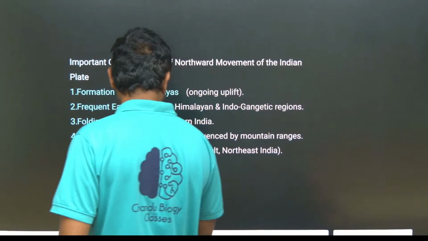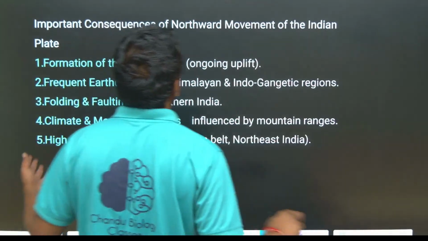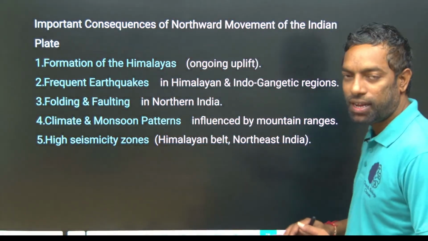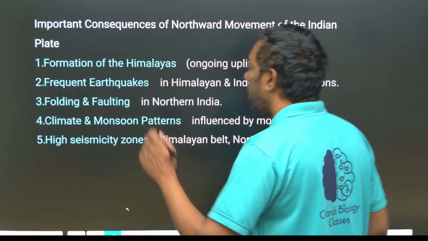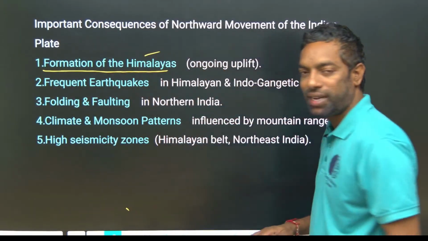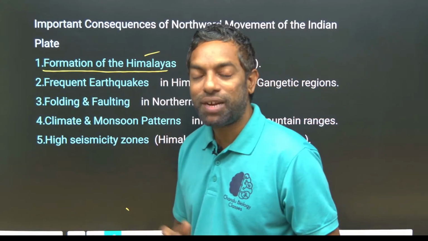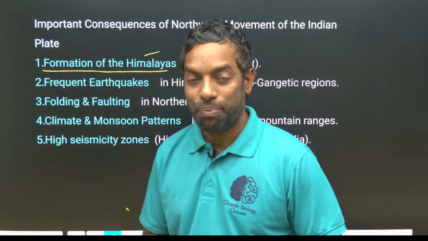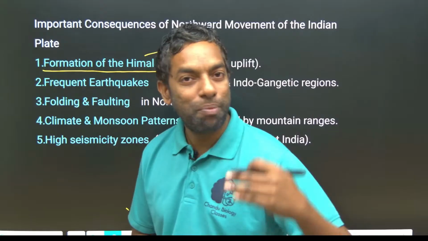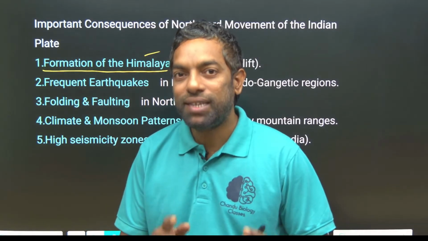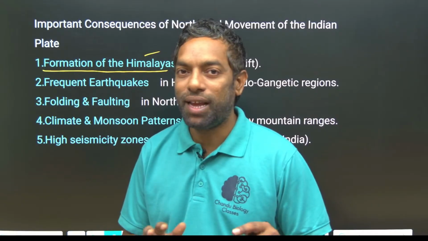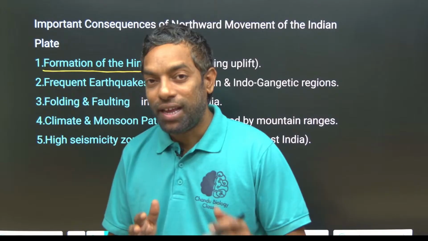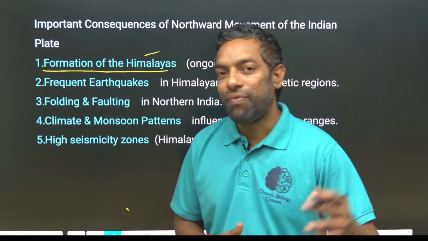Formation of the Himalayas: what activity created it? The important consequence is the northward movement of the Indian plate. If the Indian plate moves northward, what are the consequences going ahead? Of course, the formation of the Himalayas. What is the use of the Himalayas? There is monsoon-based rainfall because of the Himalayas. If there were no Himalayas, there would be no monsoon in India. Only the Indian subcontinent experiences monsoon-based rainfall; there is no place on earth like this. That is the beauty of India.